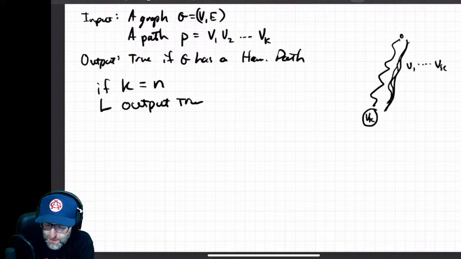This is checking that the path has n vertices, right? And if so, you've visited them all. By nature of what we're going to write here now, we're never going to repeat a vertex in the same path. Okay.